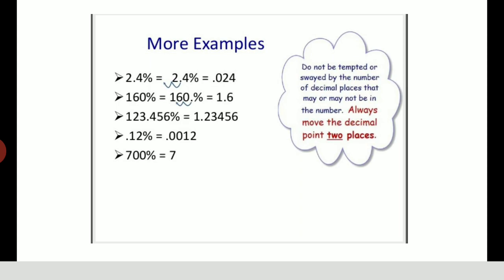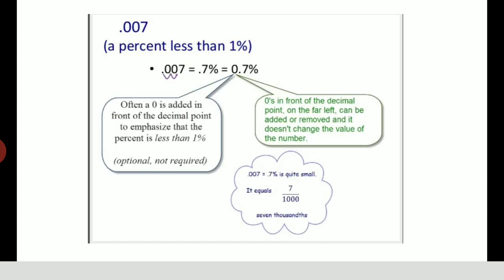Do not be tempted or swayed by the number of decimal places that may or may not be in the number. Always we need to remember that we need to move the decimal point two places. Suppose we are taking the number 0.007, a percent less than 1%. So 0.007 is nothing but 0.7%.